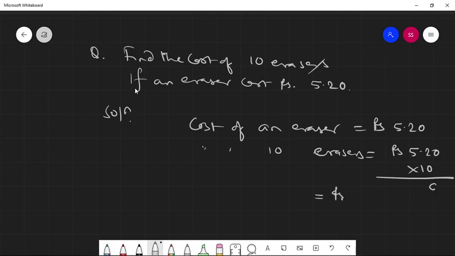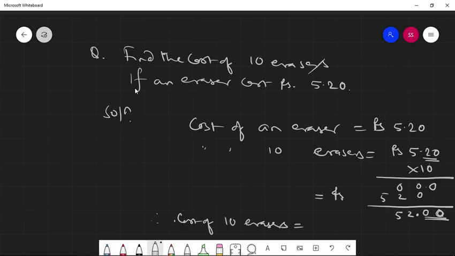0 times anything is 0. 0 0 to 5. So how many decimal places are here? 2. So count and put the decimal: from the right, count the decimal places, and put the decimal point after those places. 2 decimal places are here, so it becomes 52.00. Therefore the cost of 10 erasers equals Rs 52. In this way we can develop the concept of multiplication word problems.